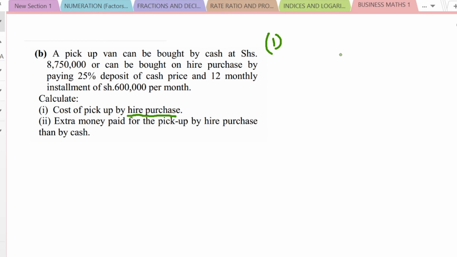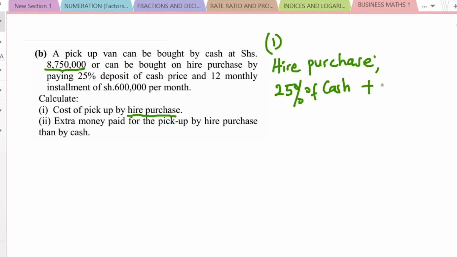A pickup van can be bought by cash at this much. No, we're not interested in buying the thing at cash. Or can be bought by hire purchase by paying 25% deposit of cash price plus 12 monthly installments. So for hire purchase, it's going to cost us 25% of cash price plus 12 monthly installments. That's what it's going to cost us.